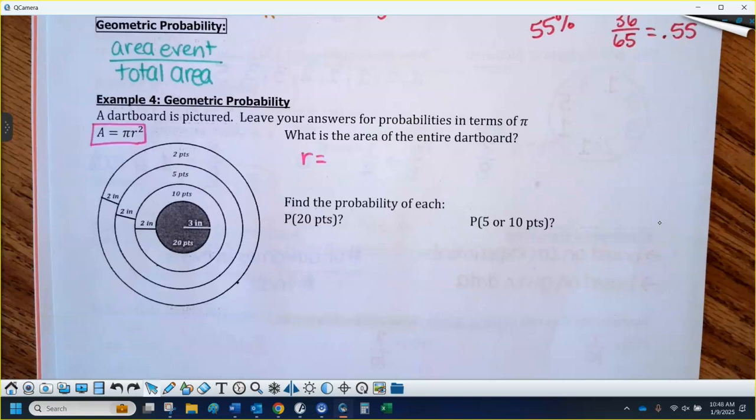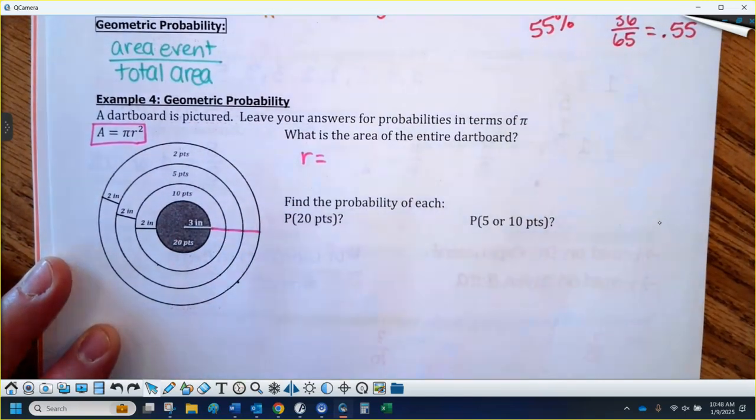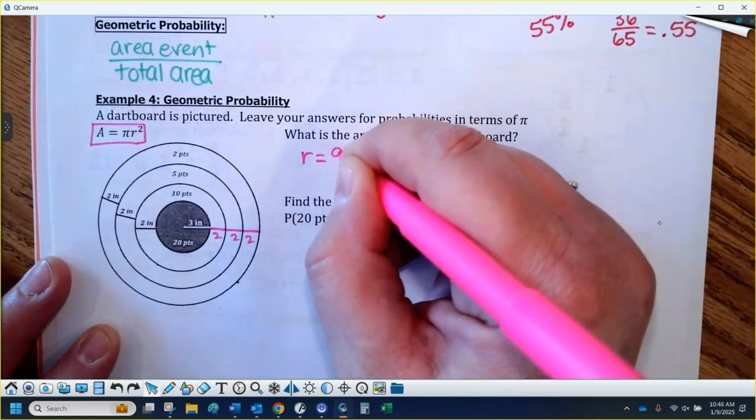What do you think? Good. All you're doing is adding those up: this is 3, then 2, 2, 2. So 3 plus 2 plus 2 plus 2. This is 9.